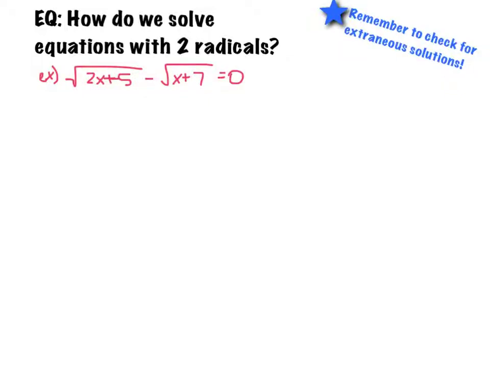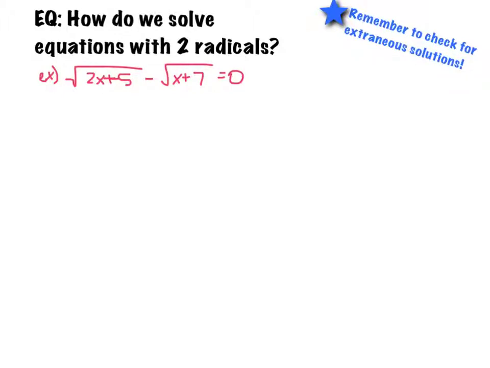Okay, how do we solve equations with two radicals? All right, so we're going to look at a few different types of problems that would have two radicals in them. Okay, the first problem that we see here, both radicals are on the same side of the equation. My first step here is going to be to get a radical on each side of the equation.